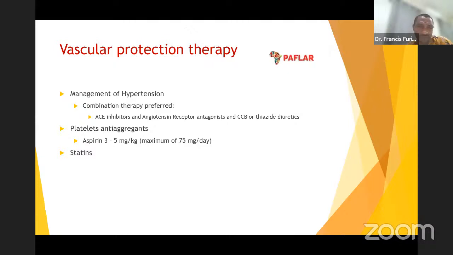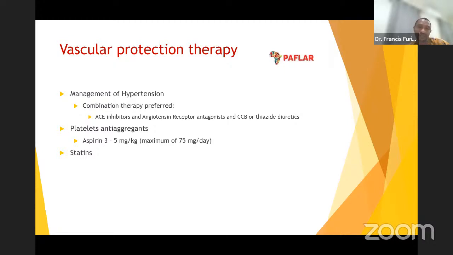So it is also important to remember that when you are confronted with these children, it is important to use vascular protection therapy in terms of management of hypertension. They usually present with hypertension. ACE inhibitors and angiotensin receptor blockers, if they are combined with calcium channel blockers and thiazide diuretics, are quite useful, but you need to make sure that you don't have bilateral renal artery stenosis before you use ACE inhibitors and ARBs.